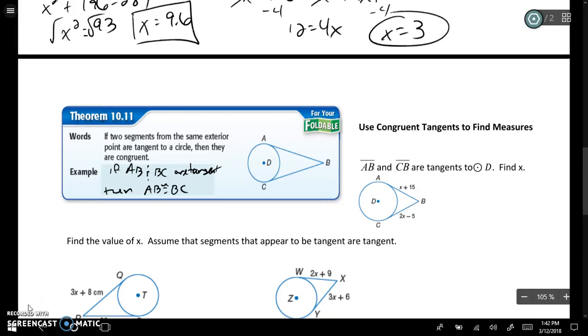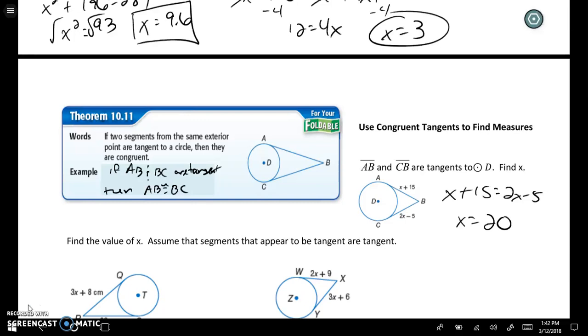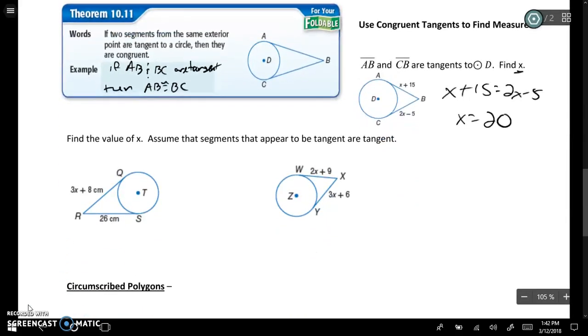Okay, so doing this example over here, I'm telling you that AB and BC are tangents, which means that AB has to be equal to BC, which means x plus 15 is equal to 2x minus 5. And you do a little solving, you get x is 20. And I could go through and then ask what the length of that is if we needed to, but right now it just said find x. Okay, find the next two, see what you got.